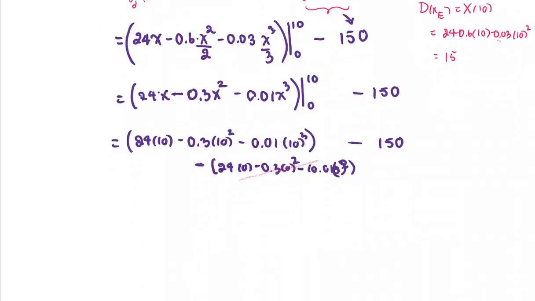I got lucky, huh? So what we have here is 240. This is 0.3 times 100, so it becomes 30, and this is 0.01 times 1,000, so it becomes 10. Then the number comes out to be 200. Okay, good, I got the same. So 200 minus 150 means the number comes out to be 50, as the value that the consumers will save, or the consumer surplus.